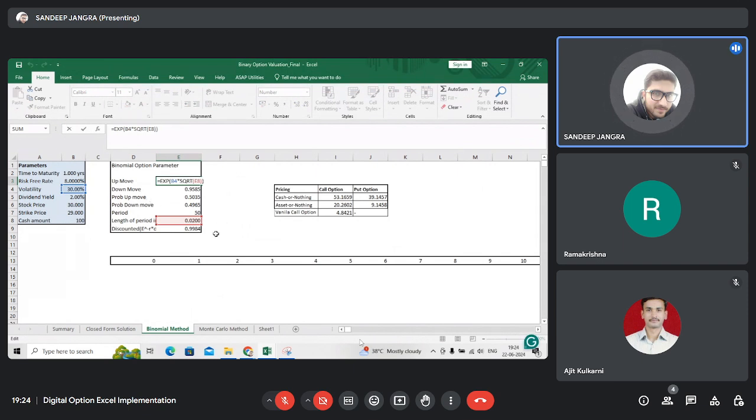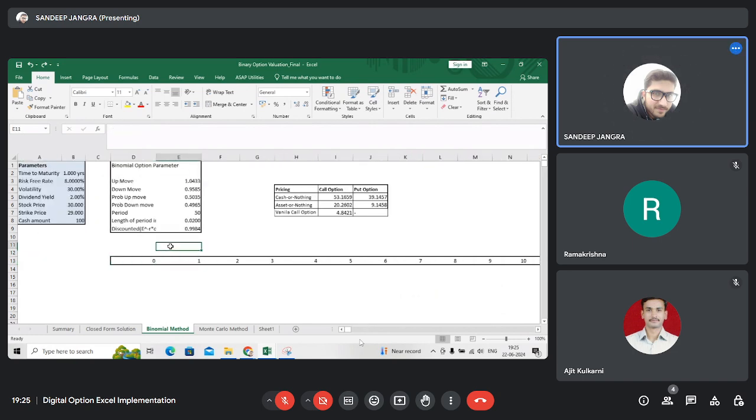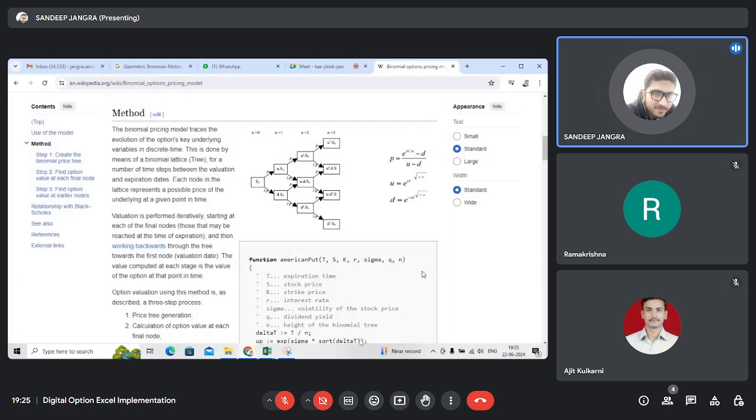This B8 represents our t value, the length of a period in years, because we are taking 50 periods in our binomial tree model, and our time to maturity is 1 year. So we simply divide the time to maturity of our trade by 50 periods, and that gives me the length of period. Here you can see we are taking a 50-period binomial tree model. I will explain this further when we show the tree. First we have to cover these binomial option parameters. Now you can see how we calculate the up move, e to the standard deviation times root t.